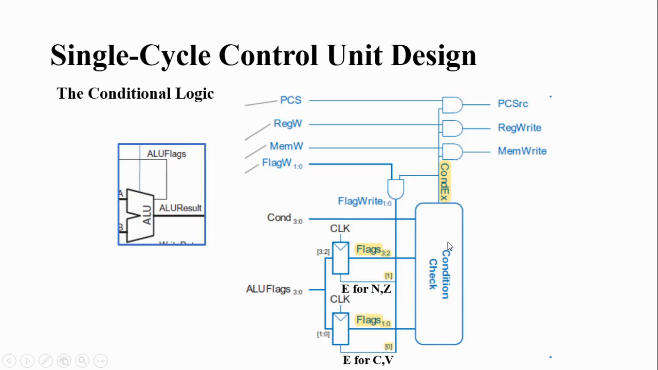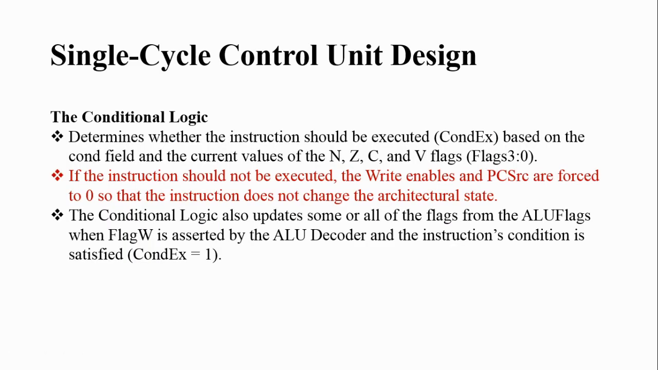How is it done? If this condition logic generates an output 0, both the write enables and the PC source will be made 0. If PC source is 0, the PC will not get the actual value. Then the write will not happen, so nothing is written to register or memory. That means the execution of the instruction will be stopped. So if an instruction should not be executed, the write enables and the PC source are forced to 0.